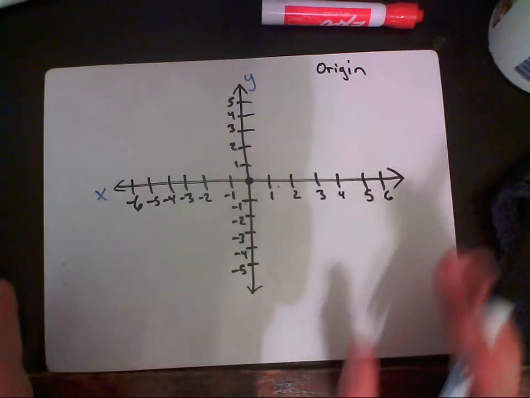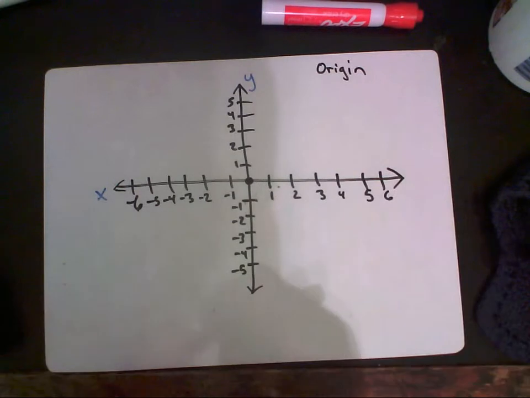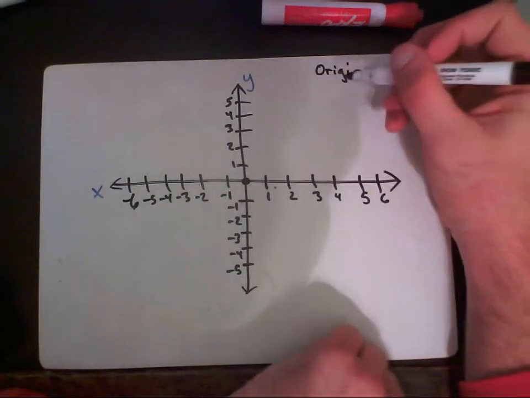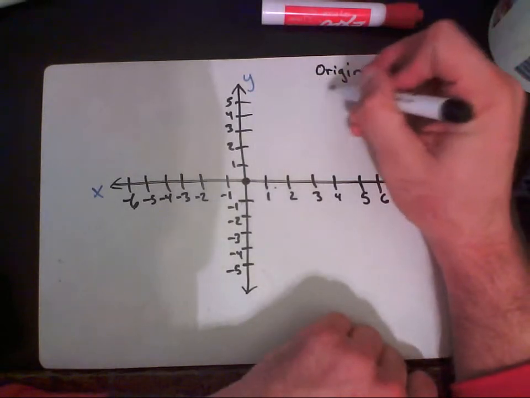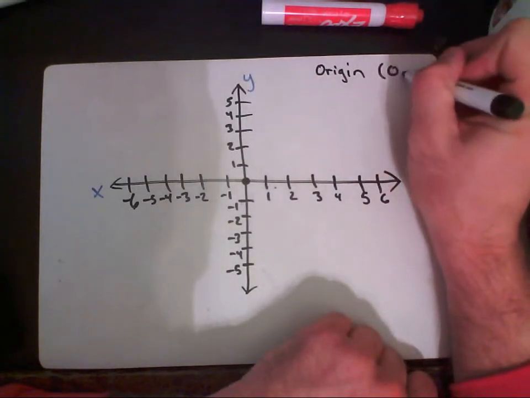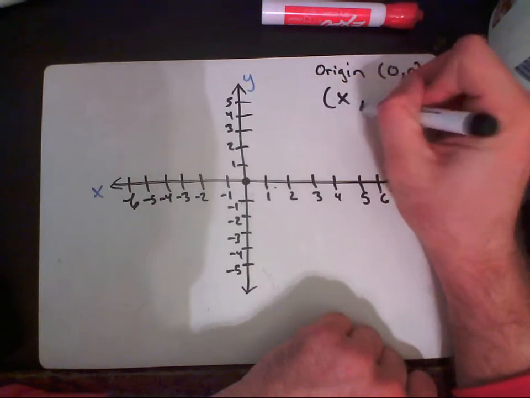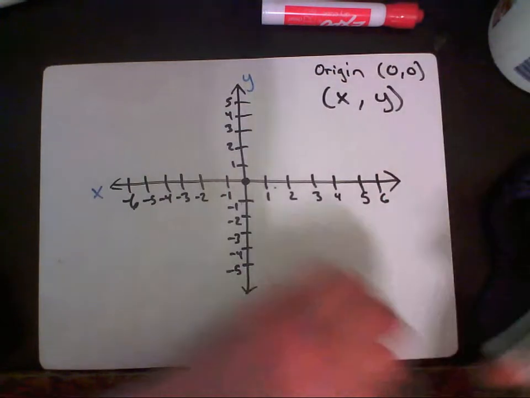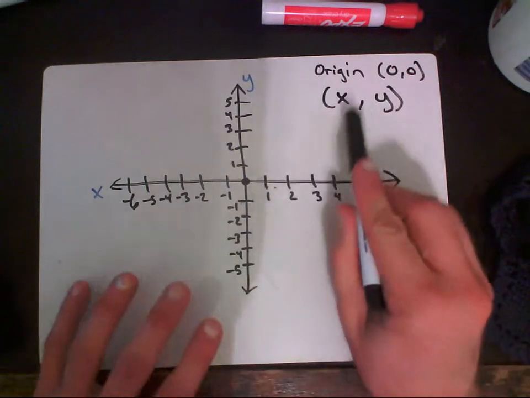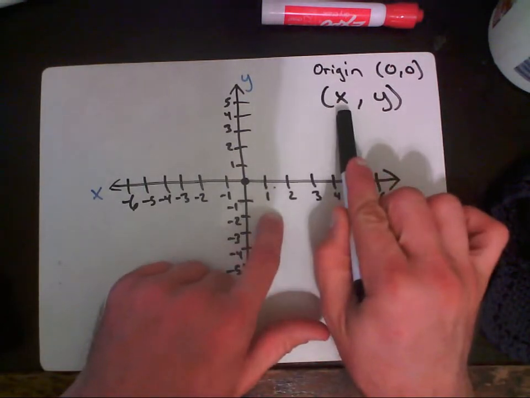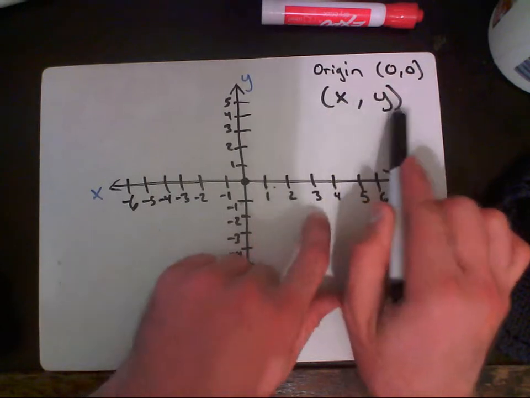So, how do I plot points? Well, a coordinate point or an ordered pair looks like this. X, Y. I move on my x-axis first, then my y-axis second.